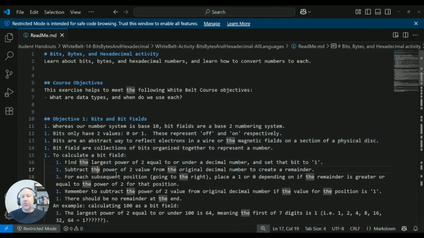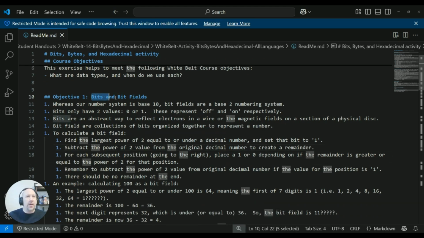But we basically want to run through this, and I'm going to open up a little scratch pad here in Visual Studio Code, and we'll run through some of these activities. So let's start off with bits and bit fields.